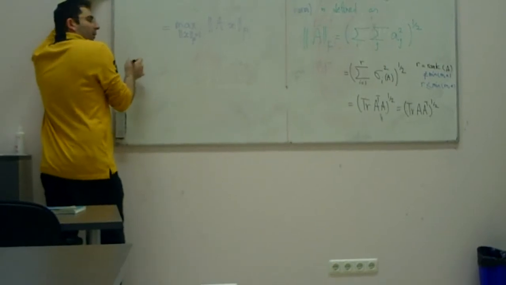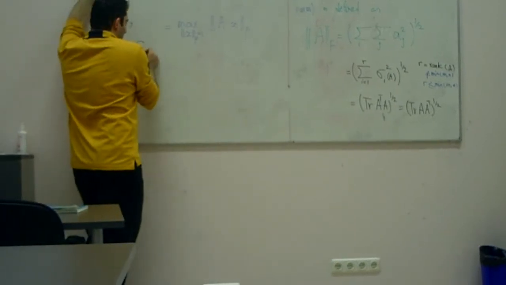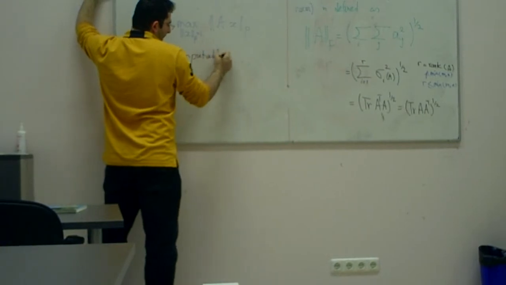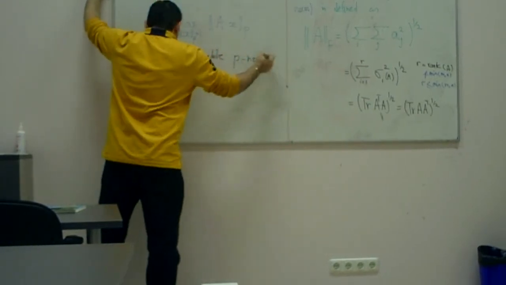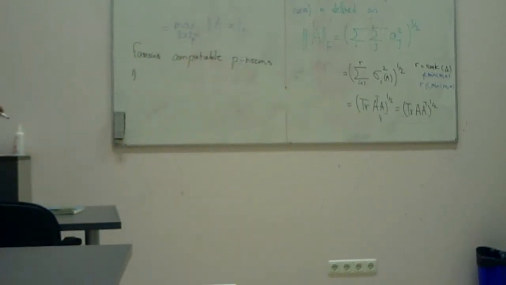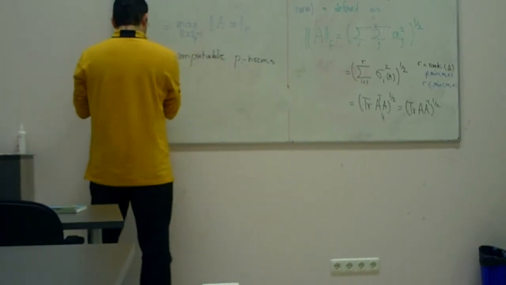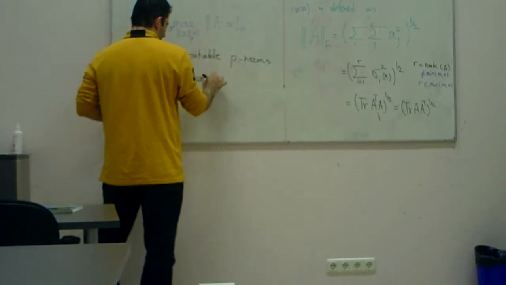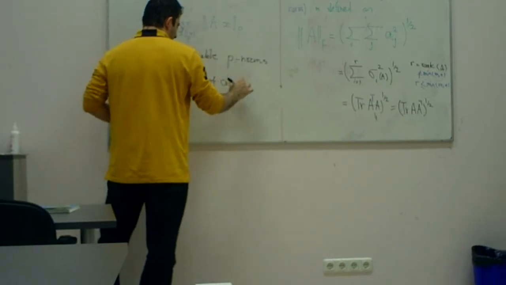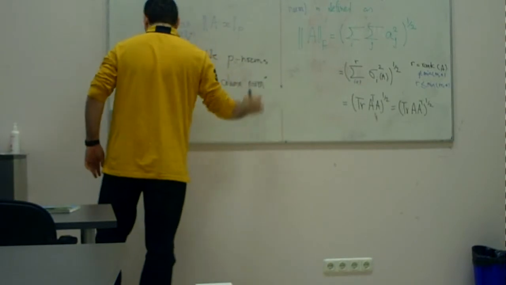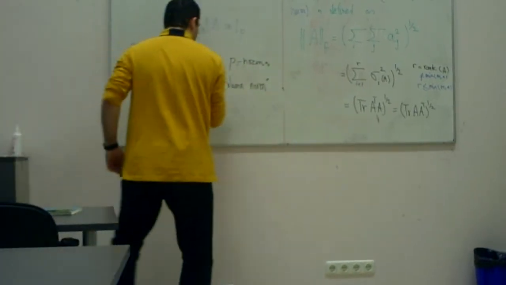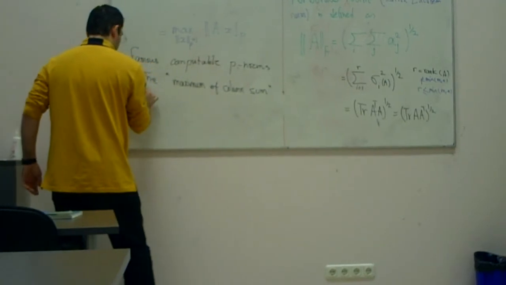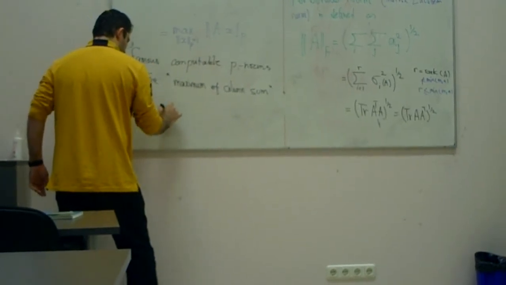So, like the vector norm, when we talk about the p norm, we are talking about now famous computable p norms. And the first one is when p is equal to 1, norm 1, which is known as the maximum column sum norm. And we represent it as A 1.